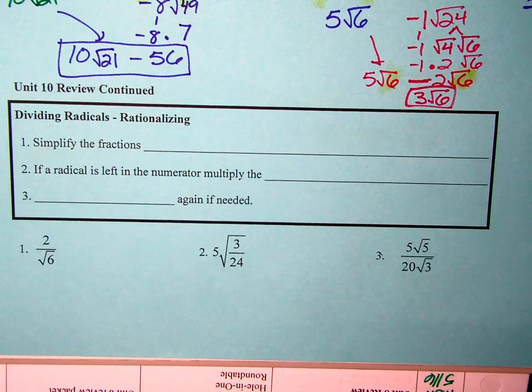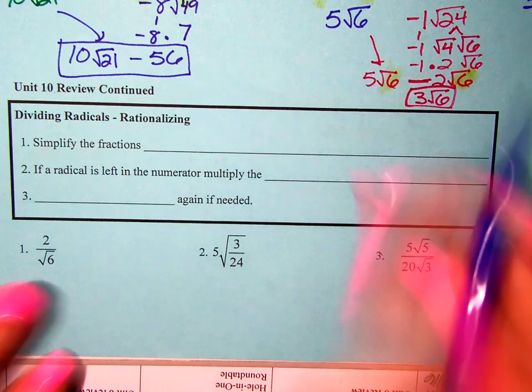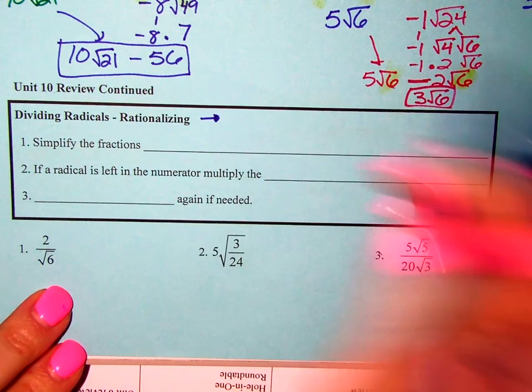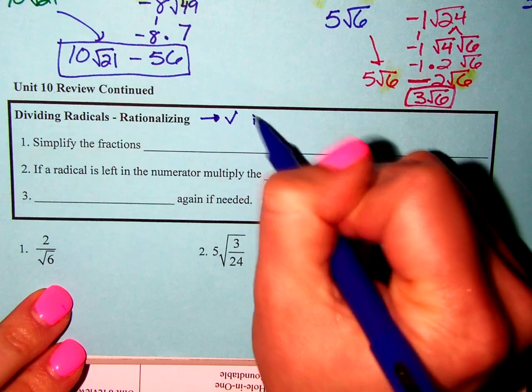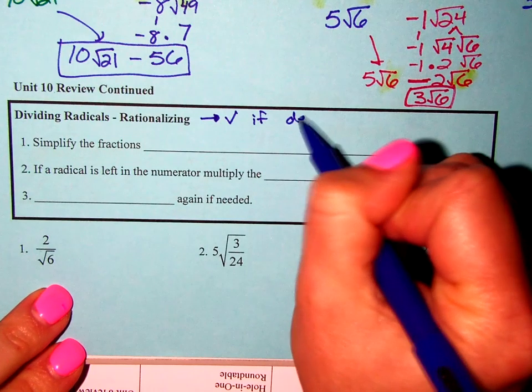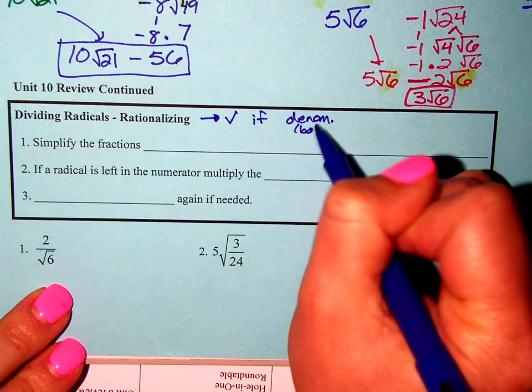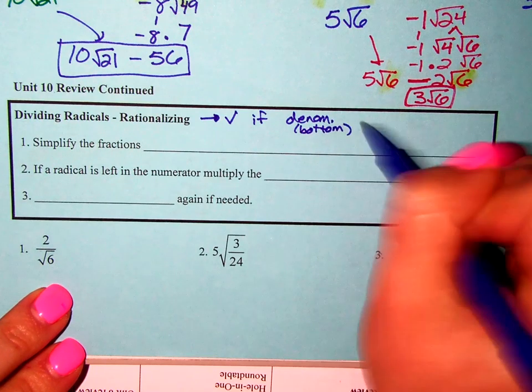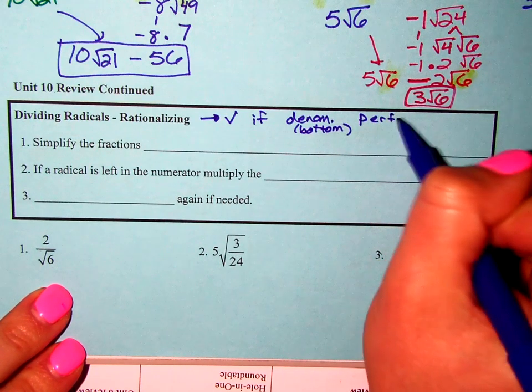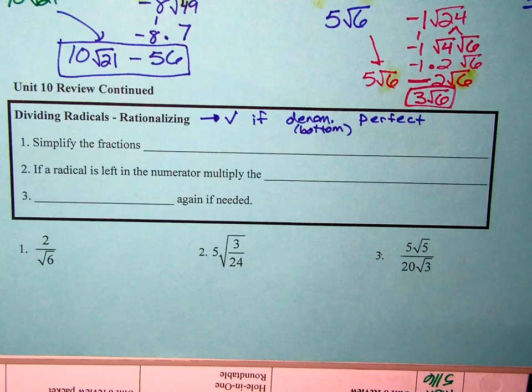So when we're dividing with radicals, I would add a first step in here and say, check if the denominator is a perfect square. Remember, denominator means the bottom of the fraction. If the bottom is a perfect square, then we should just take the square root of it in order to get rid of it.